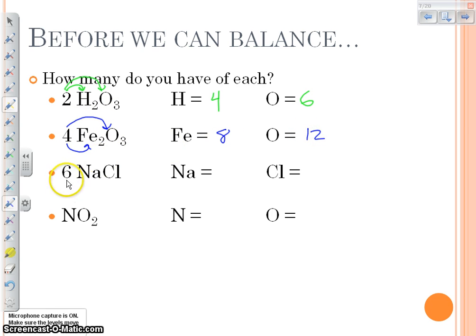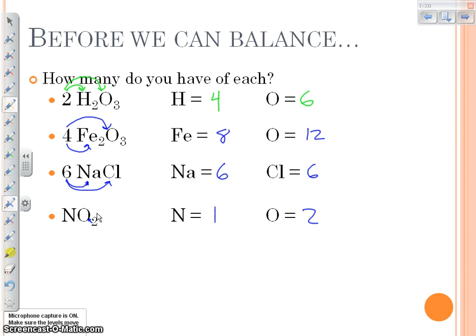Okay. The 6 is going to kick through to the Na. And the 6 is going to kick through to the Cl, and because both of them have a subscript of 1, it's just 6 times 1, so there's 6 Na's and 6 Cl's. And because there's no coefficient to this, I've just got a singular N, and I've got 2 oxygens. Notice that the 2 does not transfer over to this nitrogen. The 2 is solely on that oxygen.